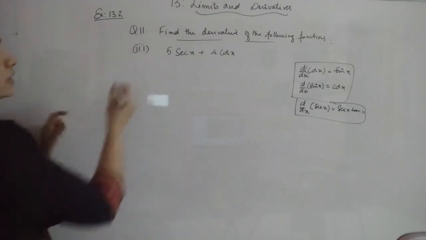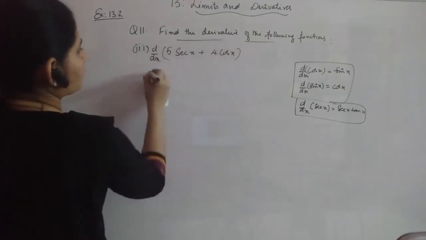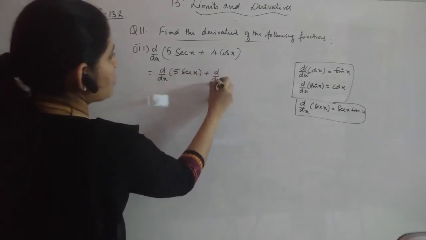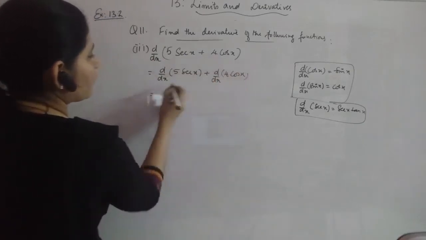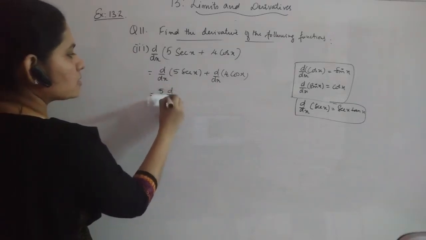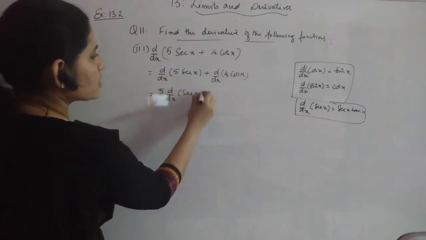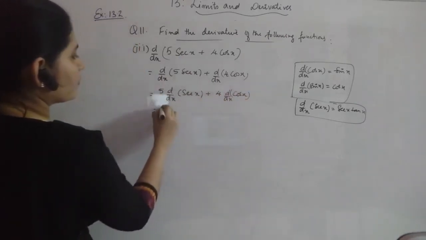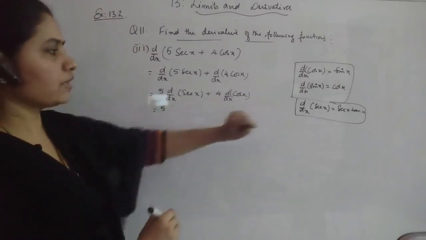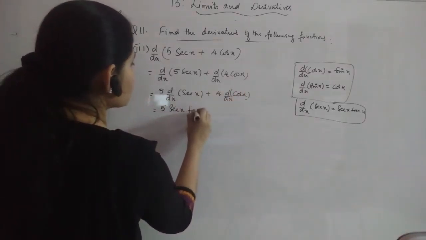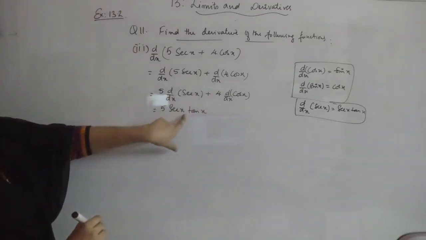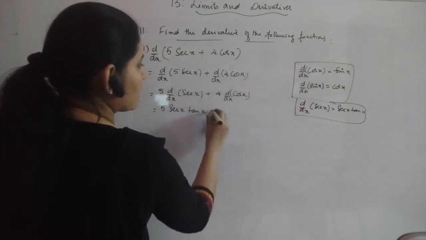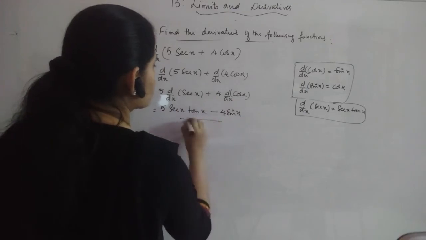So finding the derivative of this, again you have two terms, d by dx of 5 sec x plus d by dx of 4 cos x. So from here 5 is a constant, take it out. So it becomes 5 into derivative of sec x plus 4 into derivative of cos x. 5 into derivative of sec x, right now we have found out it is sec x tan x. So see, we are directly using here the derivative of sec x, right? Now again you have found out the derivative of cos x, which is minus sin x. So you will get here minus 4 sin x.